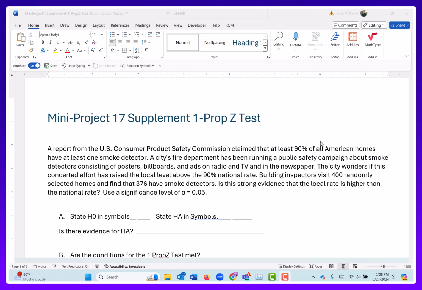Here's a supplement for the one prop Z test mini project. Number 1. A report from the U.S.